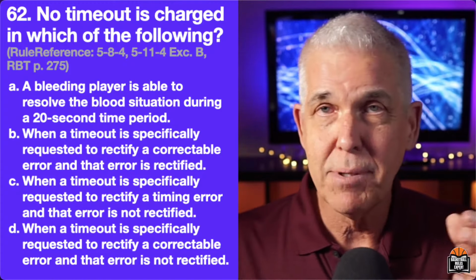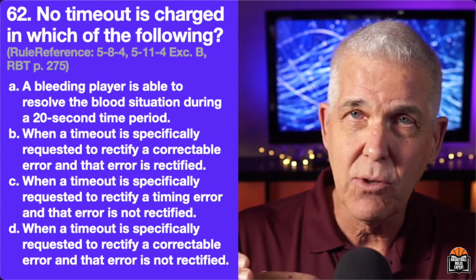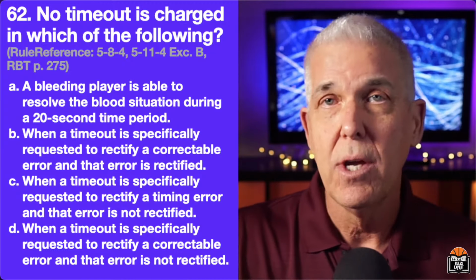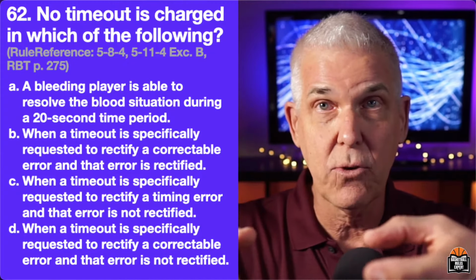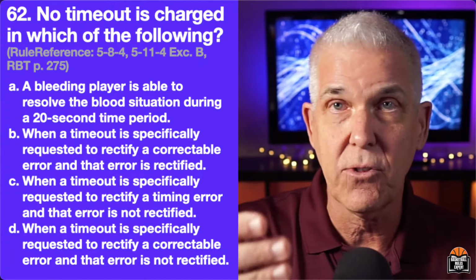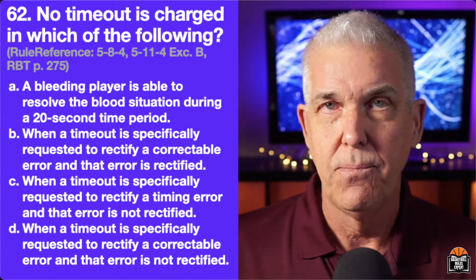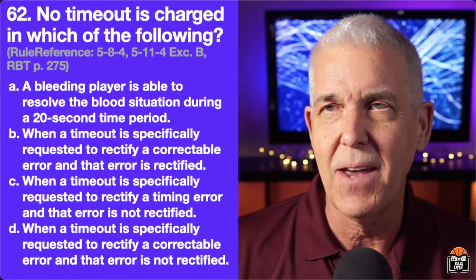Okay, A, bleeding player. The 20-second time period refers to collegiate rules, not a factor in high school. In high school, bleeding player, coach, I need a replacement. Oh, you want a timeout? Okay, you can resolve it during the timeout, whether it's a 60-second or 30-second timeout, right? All good. The player's good to go. But there's no 20-second time period for people to try to resolve it, not a factor.